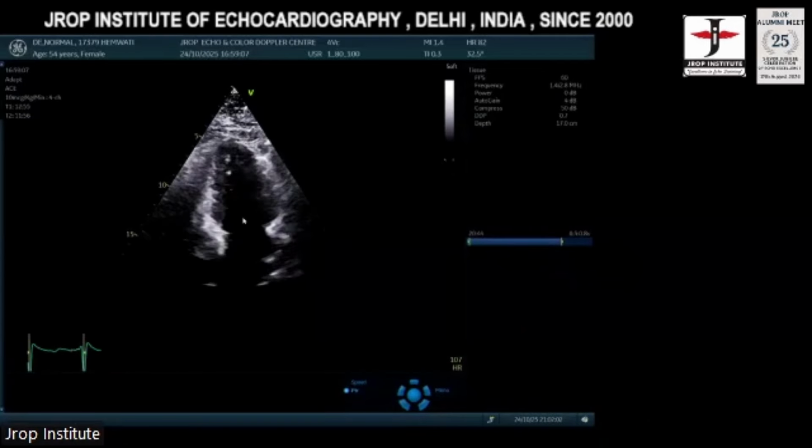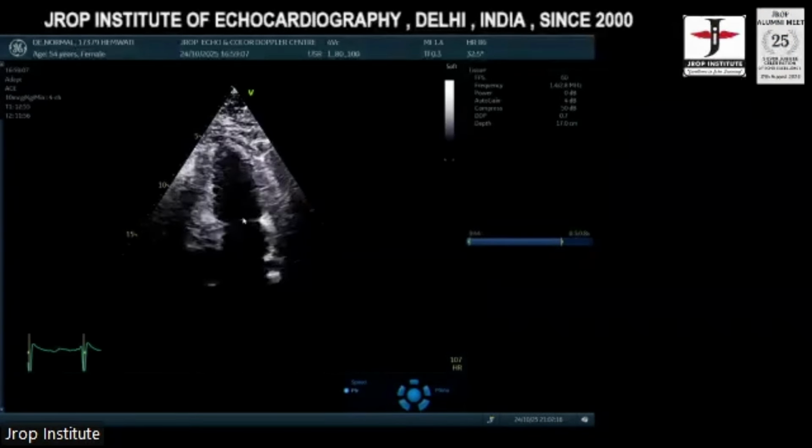Sir, while placing the probe in the transhepatic position, what should be the landmark? Is there any landmark? What is the transhepatic position? I'm not able to understand what the transhepatic position is.